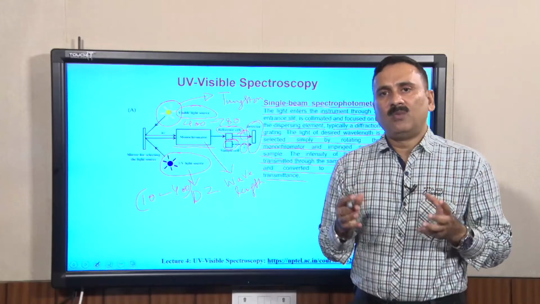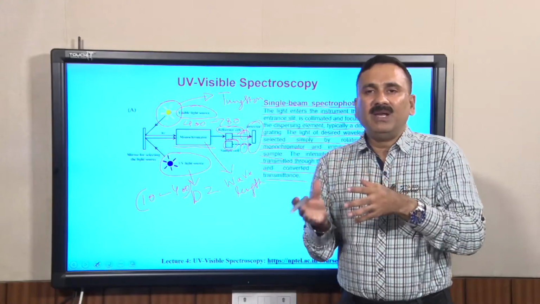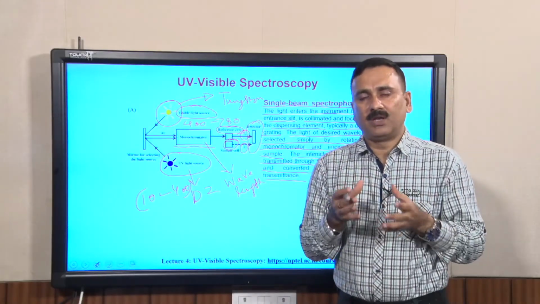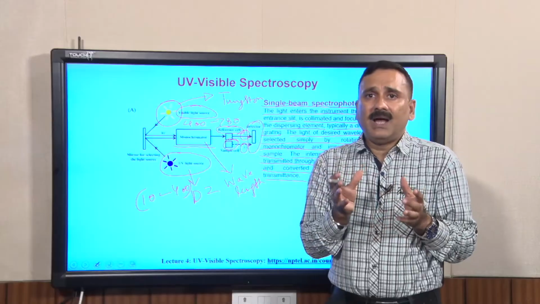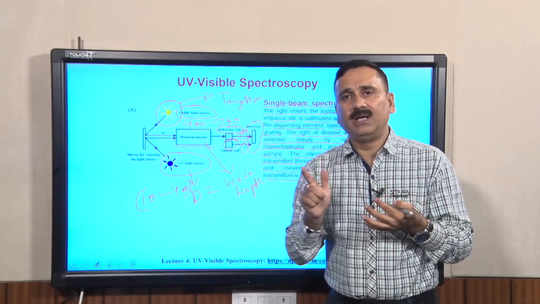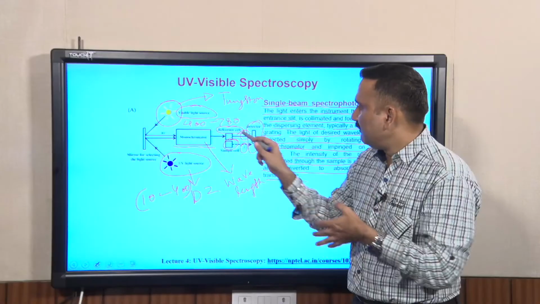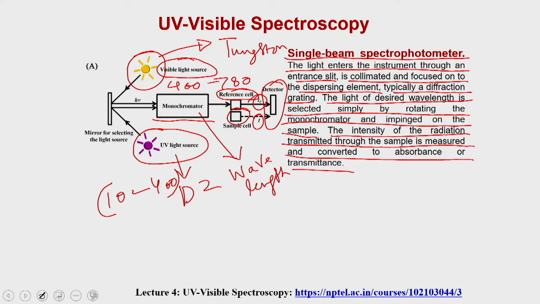But there is a problem with the single beam UV-visible spectrophotometer, because it is a single beam. It either measures the reference sample or your test sample. It does not measure both simultaneously. What is meant by the reference sample is, suppose you have taken a protein solution in water. The water is going to be your reference sample, whereas the protein solution is going to be your test sample.